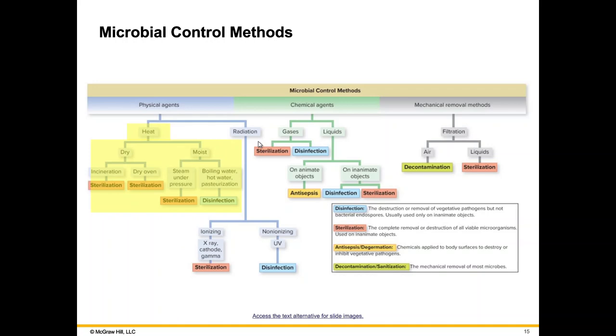Now we're going to go through the chart of physical, chemical, and mechanical removal of microbes and the various agents we can use to do so. First and foremost, we'll start with our physical agents, which are heat and radiation, and we're going to start with heat first.